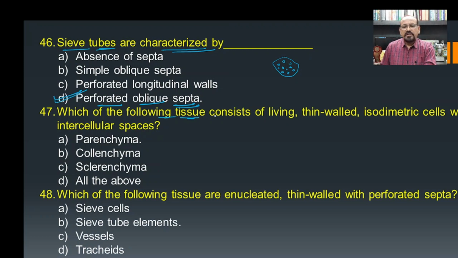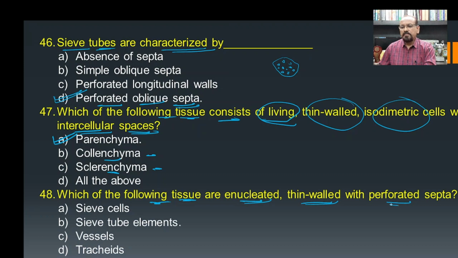Then which of the following tissues consists of living thin-walled isodiametric cells with intercellular spaces? So thin-walled cells, they are living, and that is known as the parenchyma, because the collenchyma has thickening and sclerenchyma again is lignified. Then which of the following tissues are anucleated, thin-walled with perforated septa? Earlier we have seen that in a sieve tube there is a presence of perforated septa, and hence B will be the correct answer for this question.